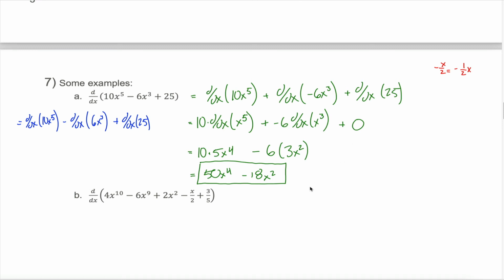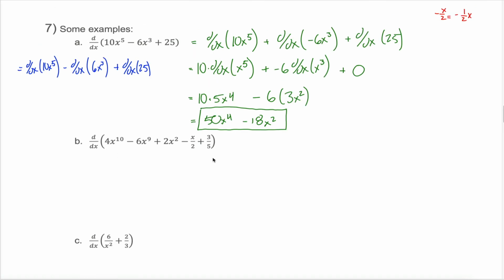What you'll see as a big challenge in calculus is rewriting expressions to get them into a form that's conducive to using one of your rules on them. Negative x divided by 2 might not be conducive to any of the rules we've learned, but negative 1/2 times x certainly is. So how would you take this derivative?